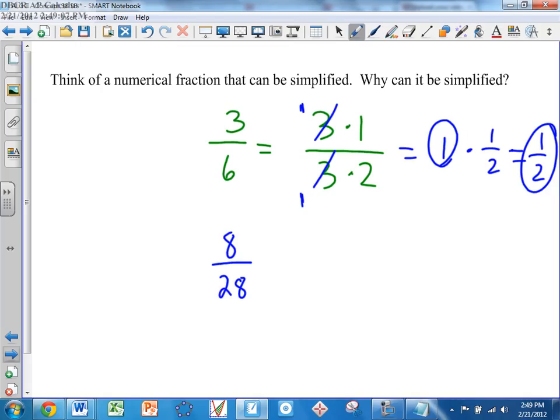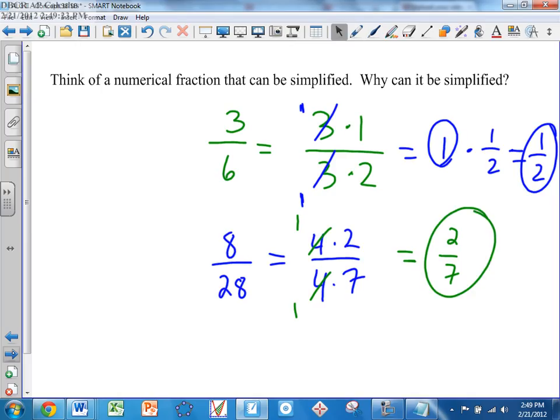4. Very good. So think of it in your mind as this is really 4 times 2. This is really 4 times 7. Right? What happens to the 4s? Cancel. What are you left with? 2 over 7. Very good. Again, when you cancel the 4s, you got 1s left behind. And then they multiply by 2 7ths.